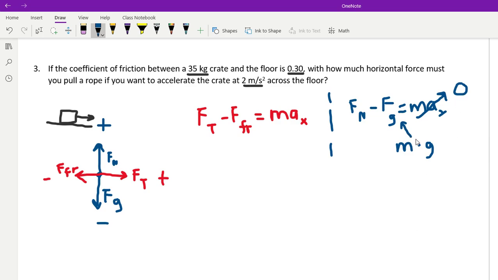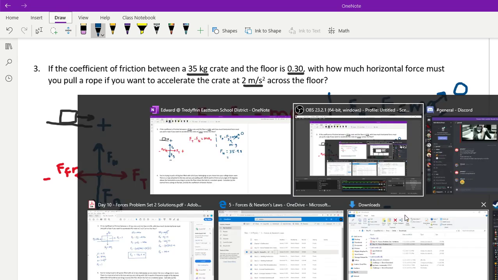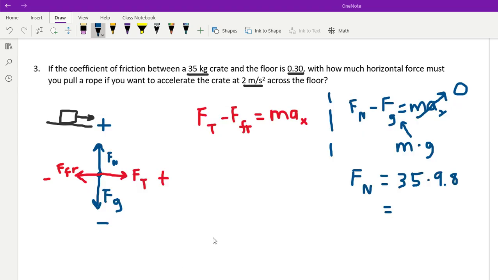All right, so if I have 0 and I have mg, then I can solve for the normal force. This is going to be a negative mg, I add it over to the other side. So I get 35 times 9.8. And this gives me a normal force of 343 newtons.